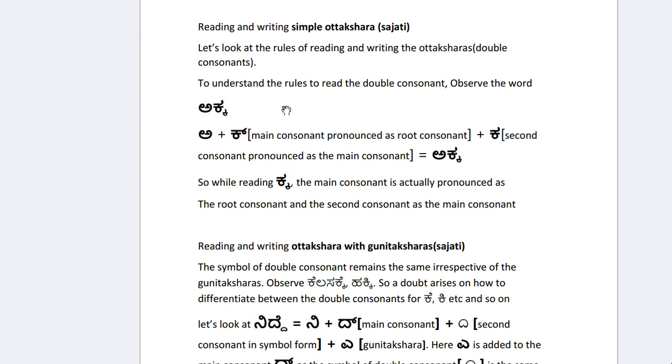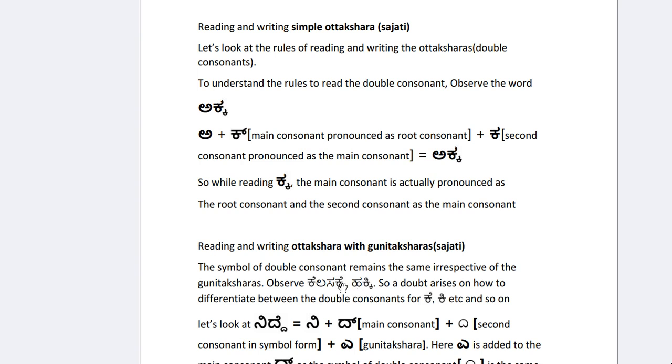So whatever I have explained is there here. To understand the rule to read the double consonant, let's look at the word Akka. So here the main consonant is pronounced as K. The main consonant is pronounced as the root consonant and then the second consonant is pronounced as the main consonant. And that's how we get Akka. So while reading Akka, the main consonant is actually pronounced as root and the second consonant as the main consonant.